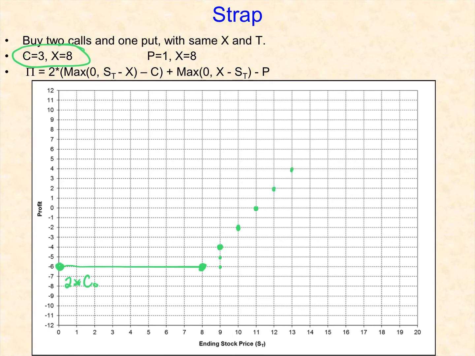And so we can draw a line like this that shows our payoff from the call options. Again, this line has a 2-to-1 slope because there are two calls in the strategy. So we'll buy two calls.